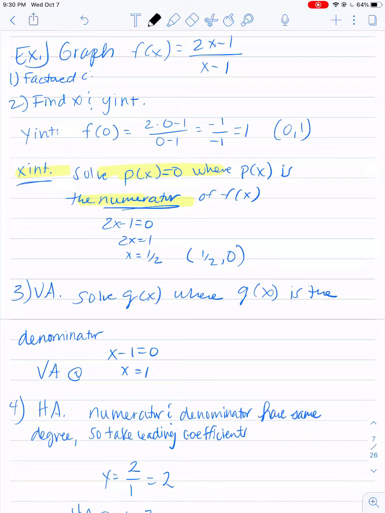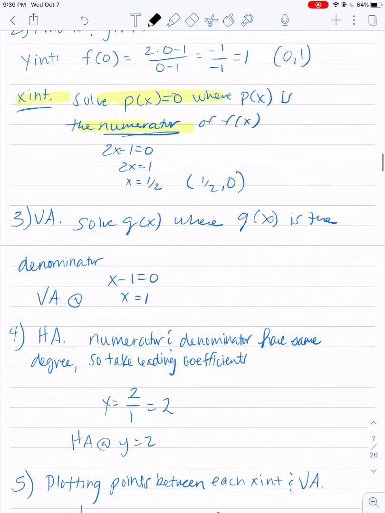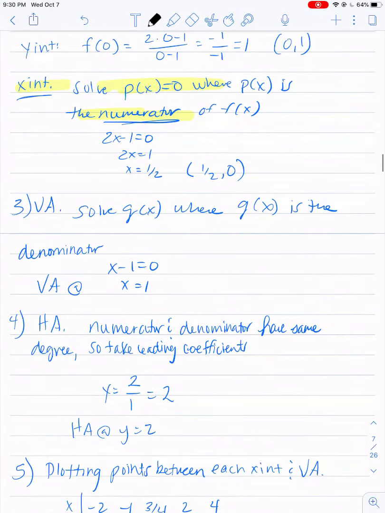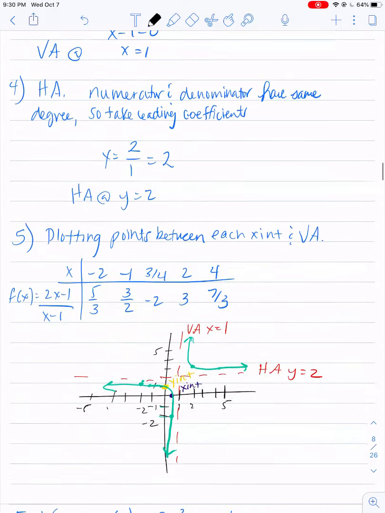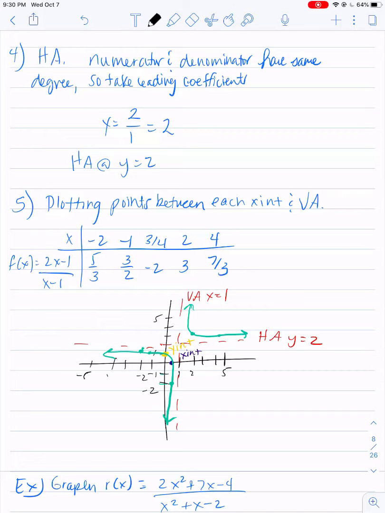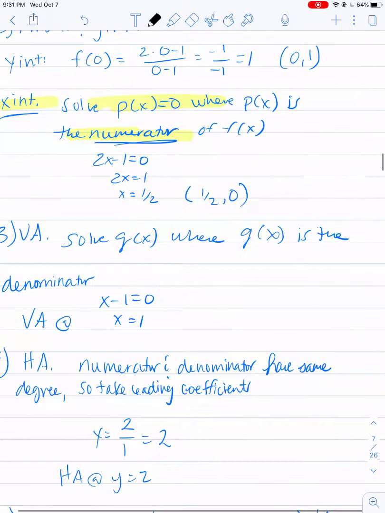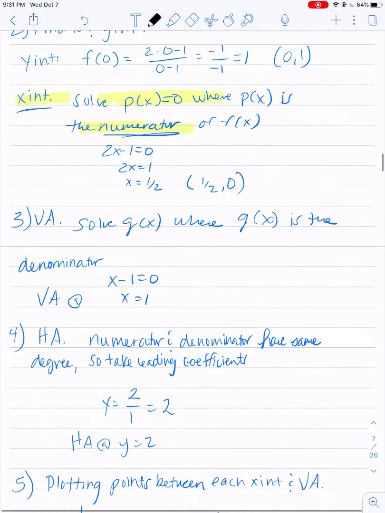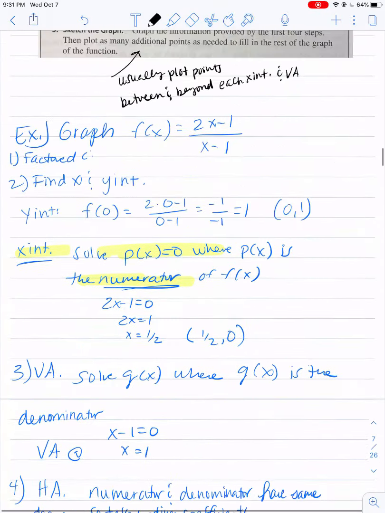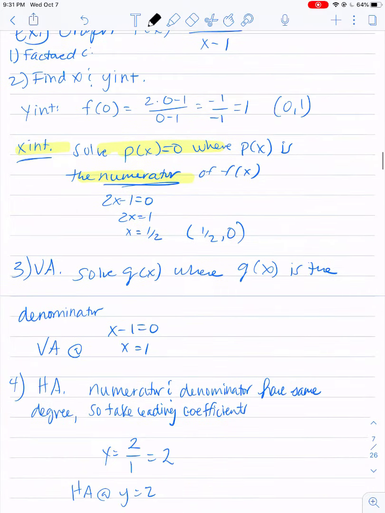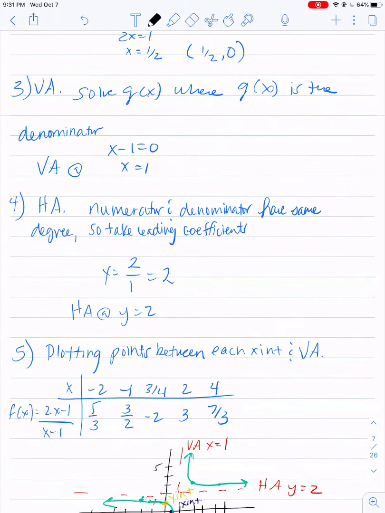For our vertical asymptote, we're solving q of x equals 0, where q of x is the denominator. So I have x minus 1 equals 0, so we have a vertical asymptote at x equals 1. For the horizontal asymptote, we can see the numerator and denominator have the same degree, so we take the leading coefficients. We have 2 and 1 as the leading coefficients, so the horizontal asymptote is at y equals 2. So my vertical asymptote is 1.